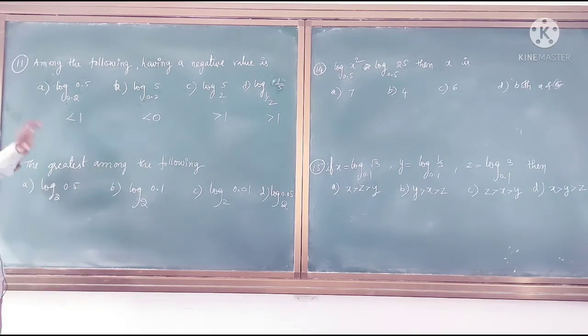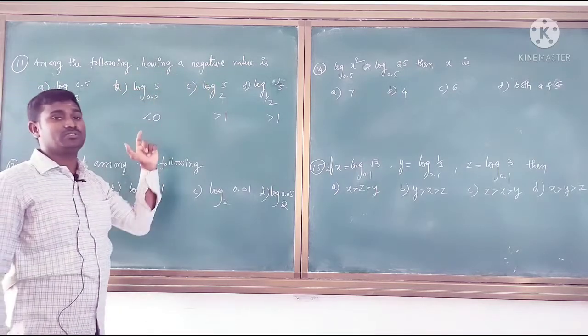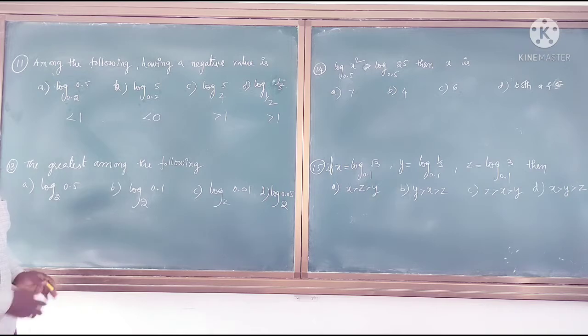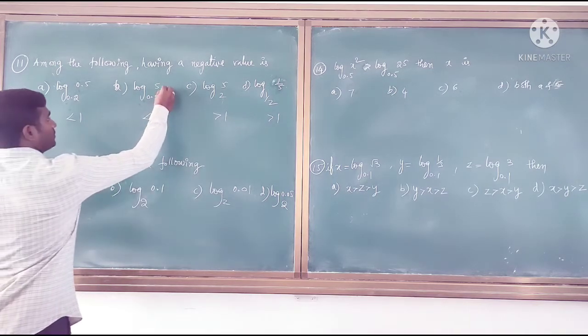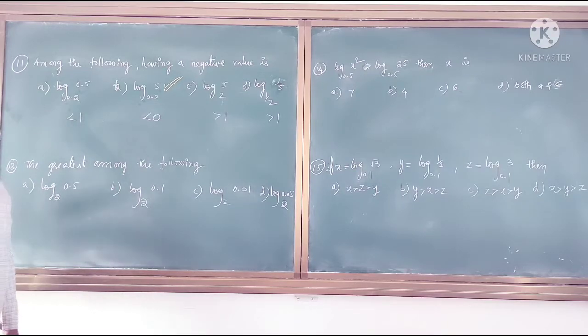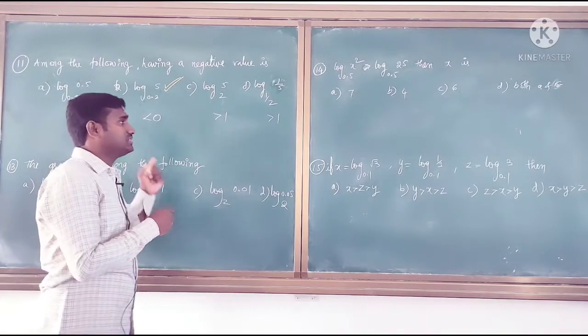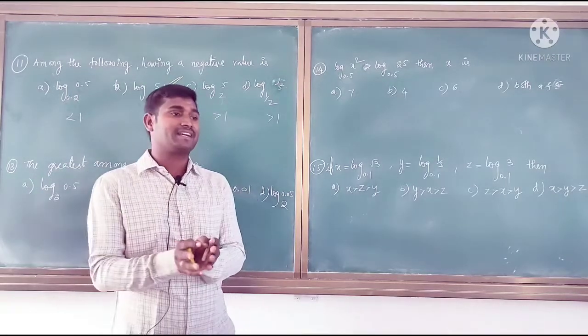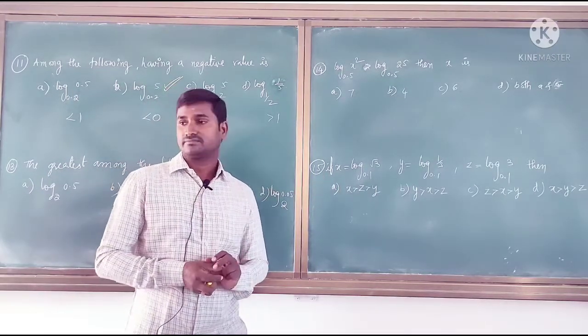Then which among the following is the negative value? Second option, log 5 to the base 0.2. Option B is the correct option. We can solve these questions very easily if you thoroughly practice the given conditions.